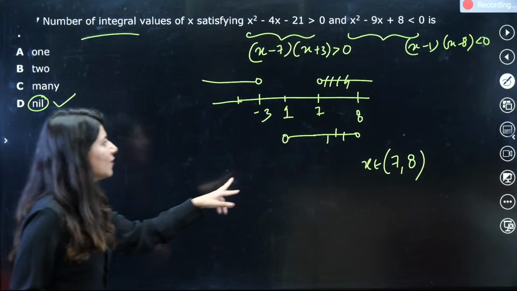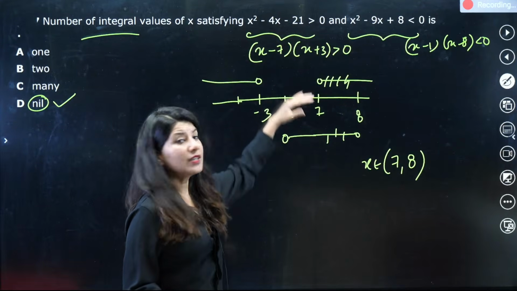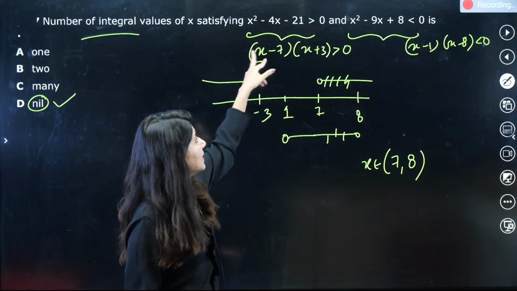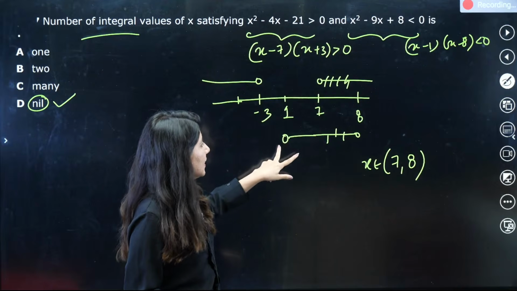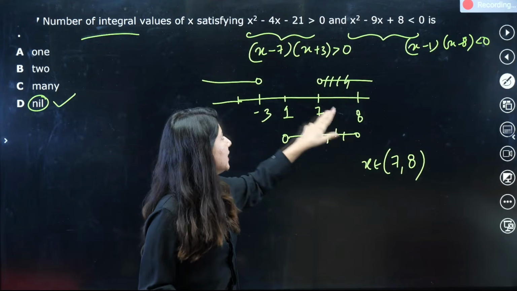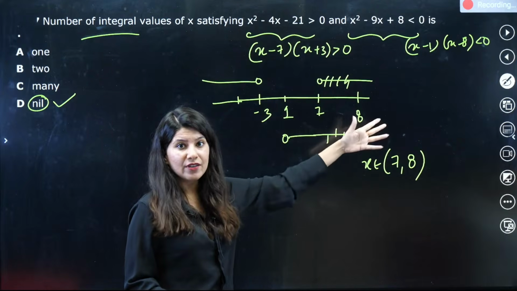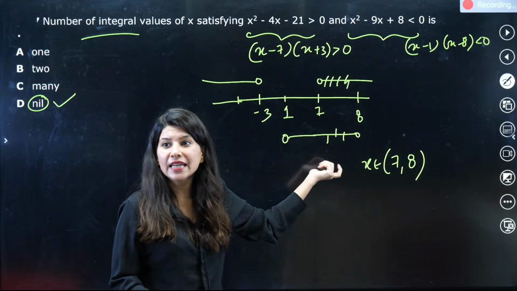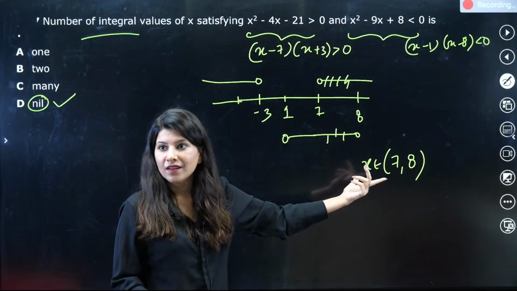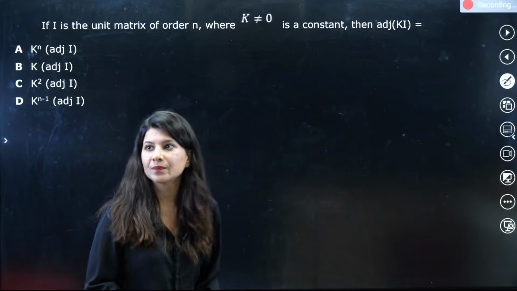No, the interval does not start from 1. I am talking about the intersection of these two. This and this. So can you see? This is actually from 1 to 8 and this is less than -3 and greater than 7. So what is the intersection area? Right? 7 to 8. Alright.